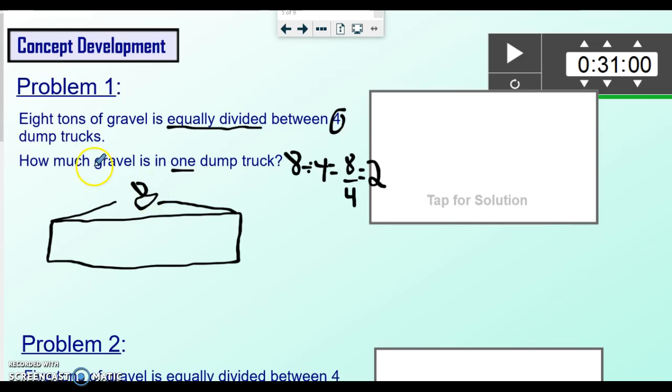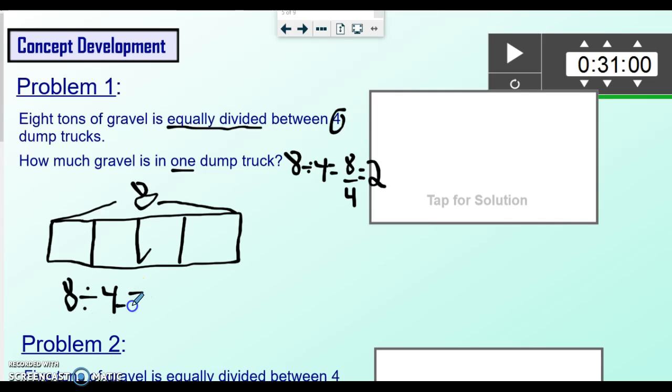So again, this 8 is representing your 8 tons of gravel, and it's going to be equally divided between 4 dump trucks. So that means I'm going to cut this into 4 pieces. So 1, 2, and 3 lines gives me 4 pieces. So that means I then have 8, we kind of already just did this, divided by 4 gets us 2.